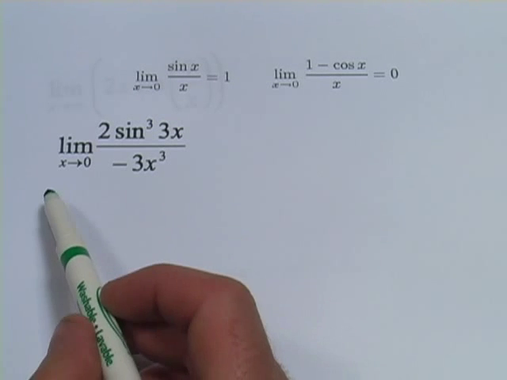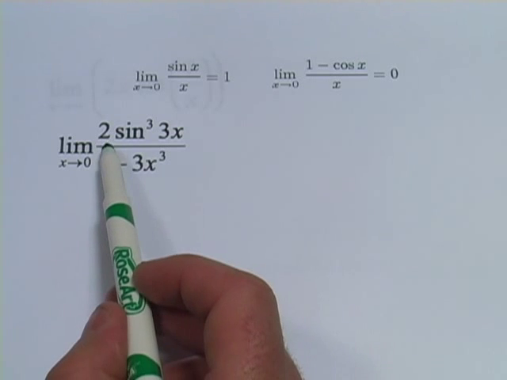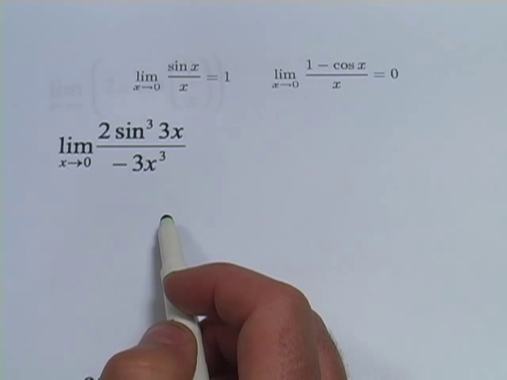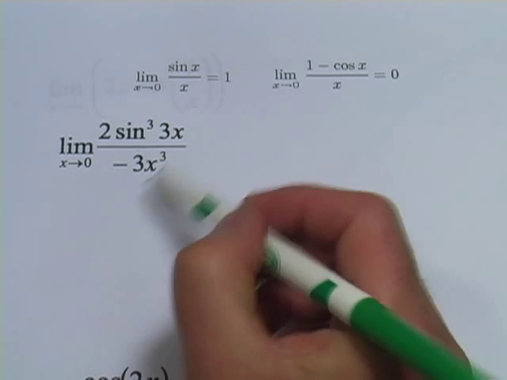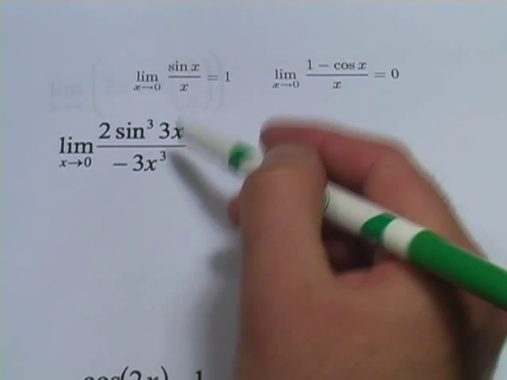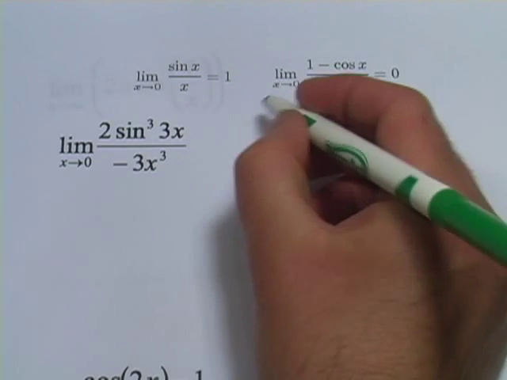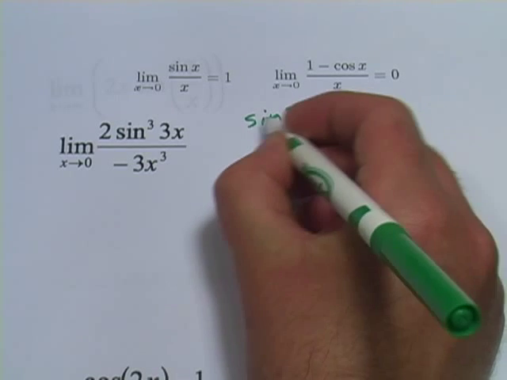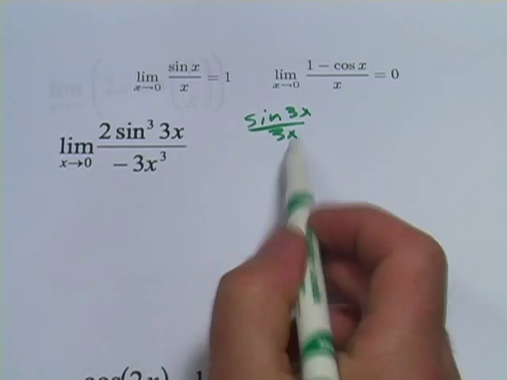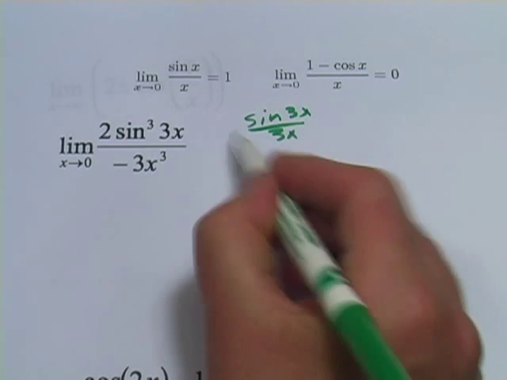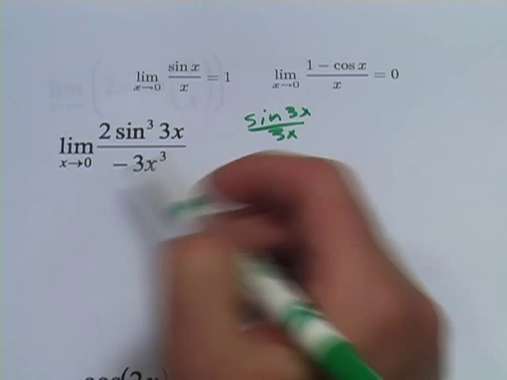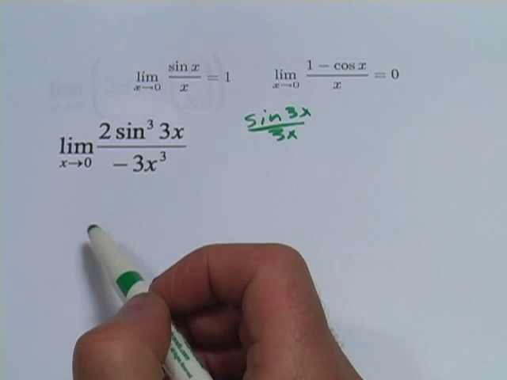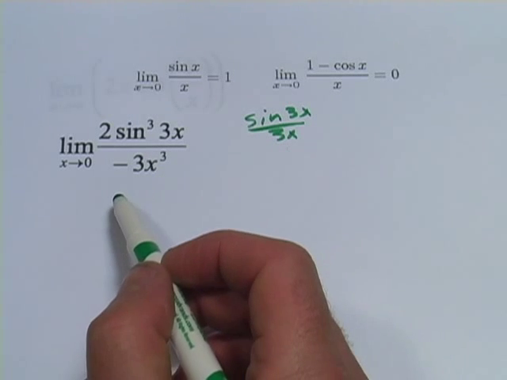So we have the limit as x approaches 0 of 2 times the sine cubed of 3x over negative 3 times x cubed. What I'm going to want to do to solve this is to try to put it in the form sine of x over x, or in this case, since we've got 3x, we probably want to find sine of 3x over 3x in there, because anytime I've got a chunk like this, as x approaches 0, the limit of that is 1. So that's what we're going to look for, and it really just takes some algebra to manipulate that.